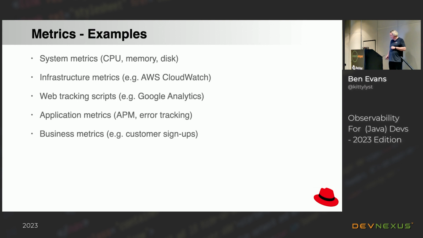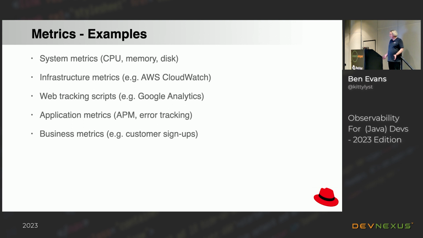But let's just do a few examples. So you can think of the standard ones, right? So the CPU utilization, the memory utilization, the load average over the last second, for example, all the way up through the stack to like business level metrics as well. All of these can be thought of as metrics.